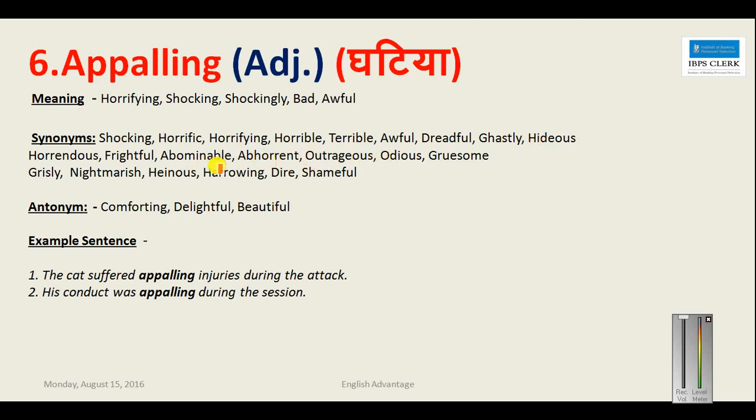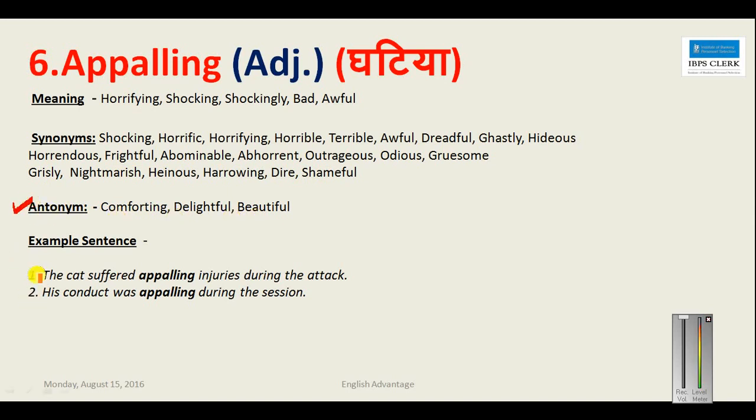Abhorrent, abominable means hateful, frightful, horrendous, grisly, nightmarish. Nightmare means bad experiences. So nightmarish, heinous and harrowing, dire and shameful. So many words I have taken for this word. Appalling means very bad, very horrifying, very shocking, or very awful, you can say. And antonyms for this word are comforting, delightful and beautiful. So these are the antonyms.